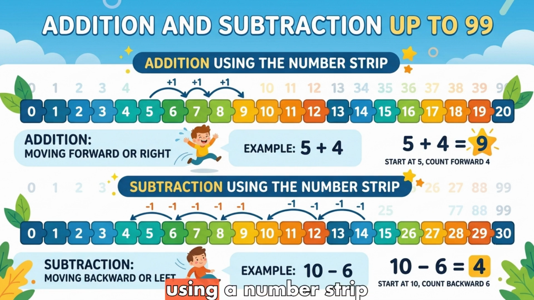To subtract numbers using a number strip, you start at the first number and move to the left by the amount you want to take away. For example, to subtract 6 from 10, you begin at 10 and move backward 6 steps to reach 4.